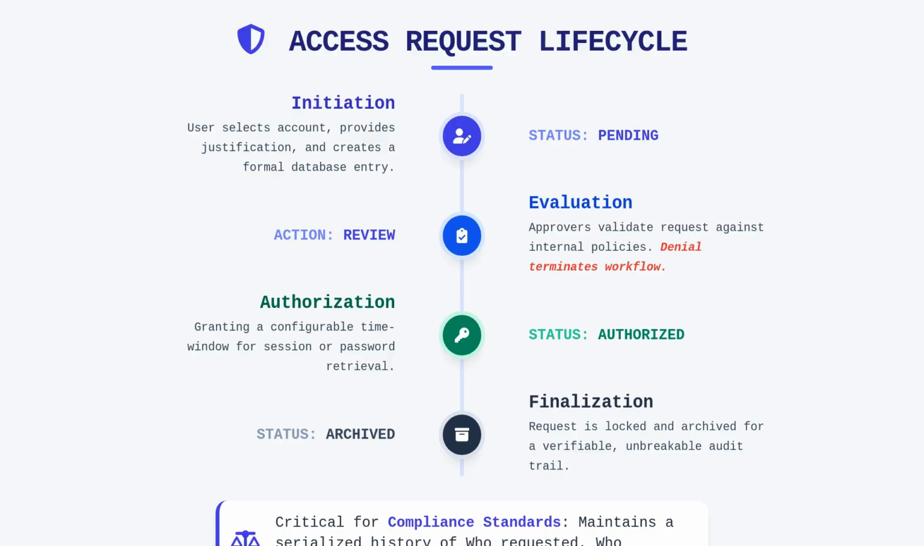Upon approval, the status changes to authorized, granting the requester a window of time, usually configurable, during which they can perform their intended session or retrieve the password. Once the time limit expires or the usage is completed, the request is finalized and archived, providing auditors with a verifiable history of who requested access, who authorized it, and exactly when the usage occurred.